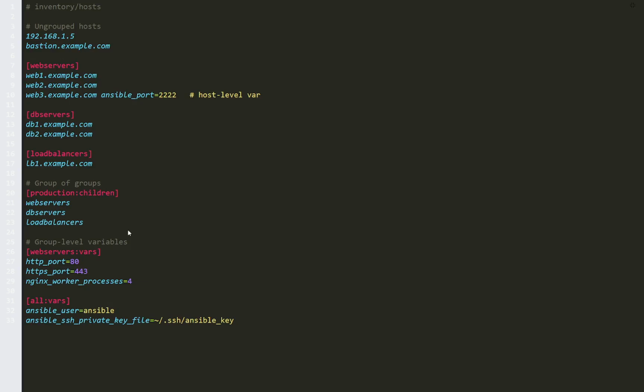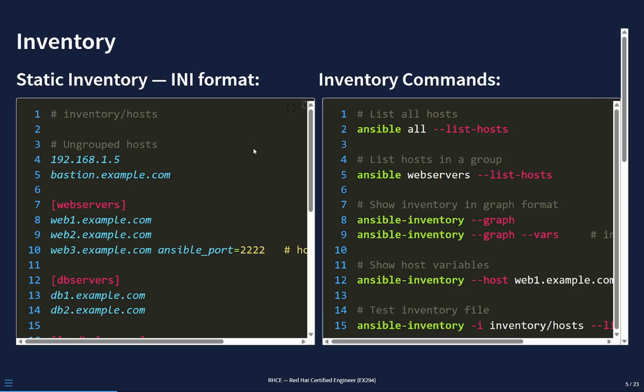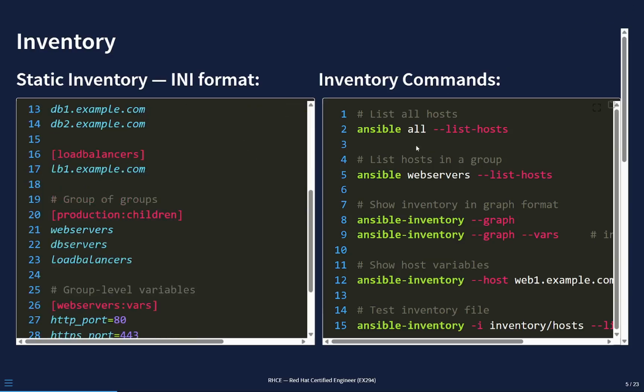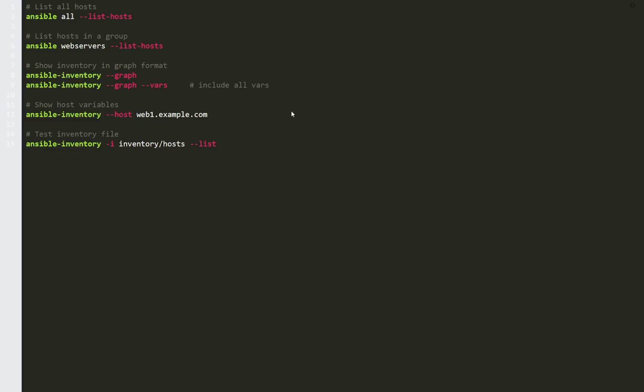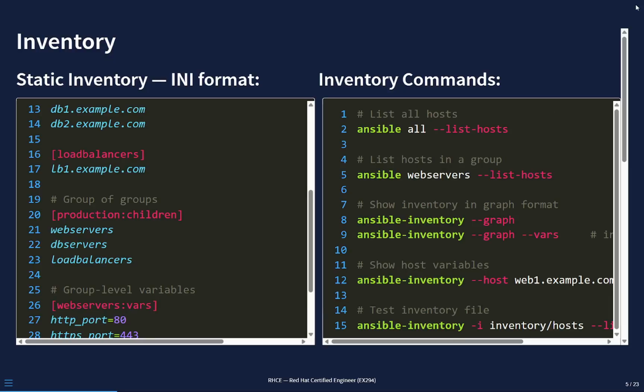Host-level variables go inline. web3.example.com ansible_port equals 2222 overrides the SSH port for just that host. Group-level variables in webservers:vars apply to every host in the group. The YAML format is preferred for complex inventories. It's more readable when nesting gets deep. Same logical structure, different syntax. YAML inventory files also compose cleanly with group_vars and host_vars directory structures.